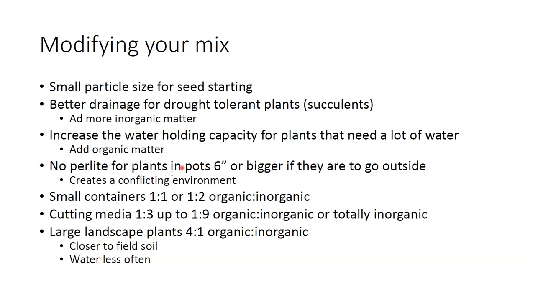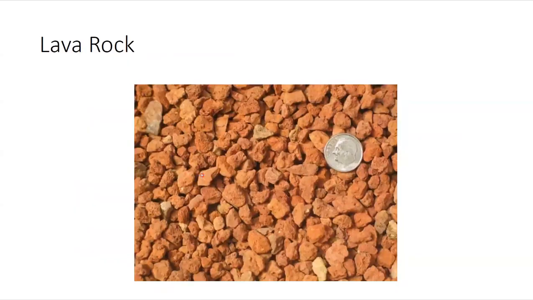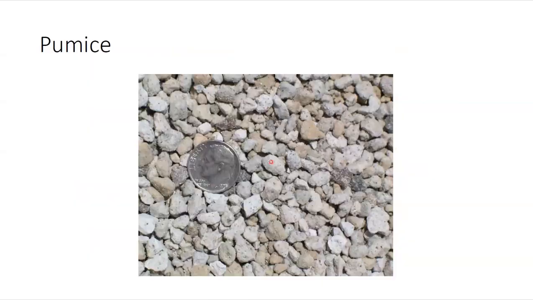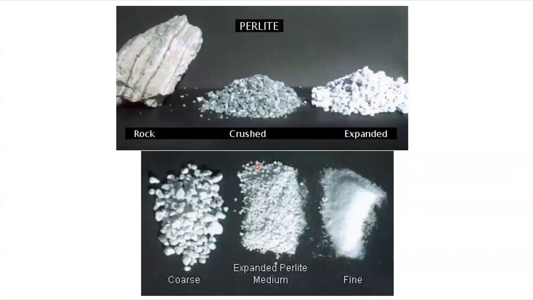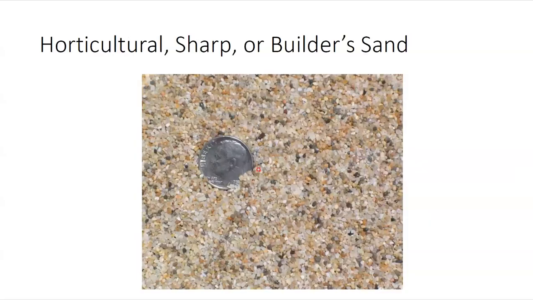So if you're growing plants that are planned for the landscape in 6-inch pots or larger, minimize or eliminate the perlite, use something else. Use pumice or lava rock. The problem with lava rock is it's heavier than pumice, and vermiculite. But the perlite, keep it out of the mix because it will fly everywhere and be a problem.